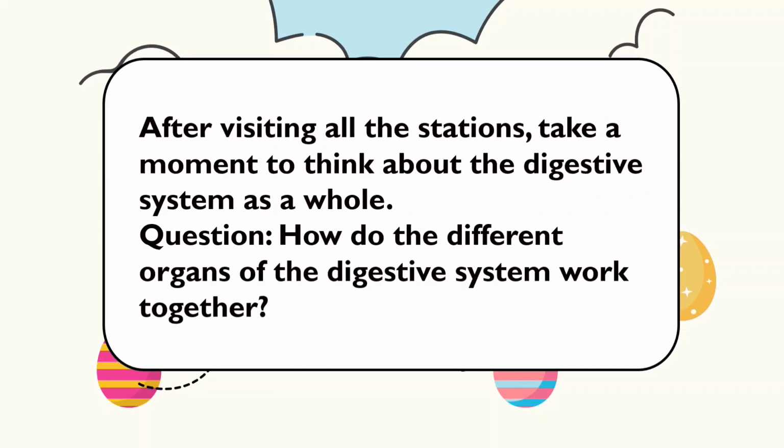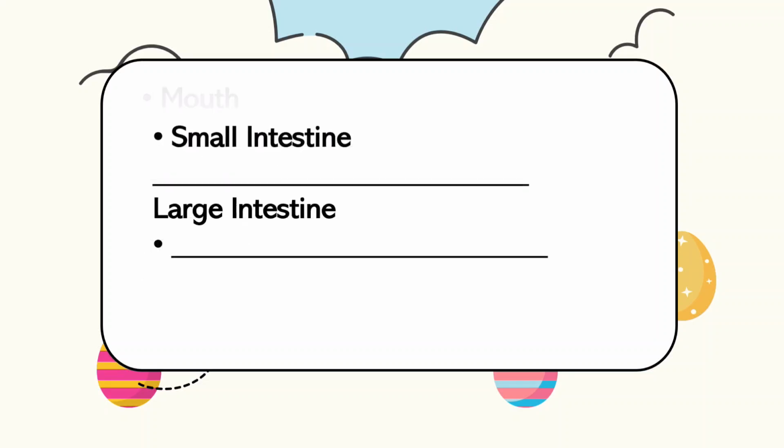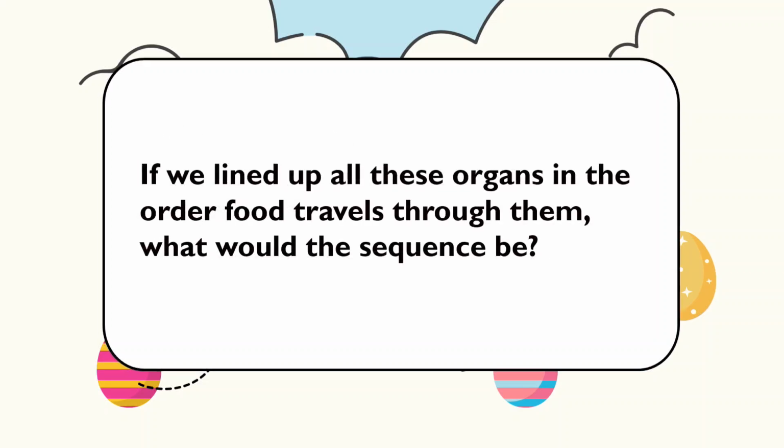After visiting all the stations, take a moment to think about the digestive system as a whole. How do the different organs of the digestive system work together? If we lined up all these organs in the order food travels through them, what would the sequence be?